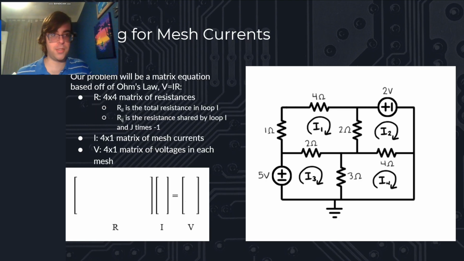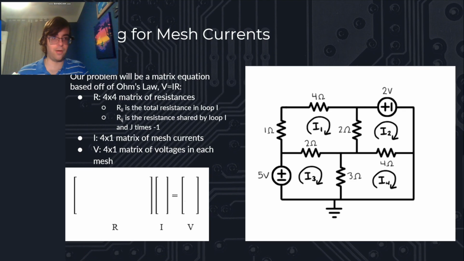So our problem is going to be a matrix equation based off of Ohm's law, V equals IR. So we're going to have a 4x4 matrix of resistance values, a 4x1 matrix of mesh current values, and a 4x1 matrix of voltage values. So since we're solving for the currents, that's just going to be our variable matrix. The voltages are just going to be the sum of every voltage that's present in that loop of the circuit. So 2 here, 5 here. It's important to note that the 2 and the 5 are facing opposite directions. So they're going to be opposite signs from each other. So we can go ahead and say that that's our voltage matrix.